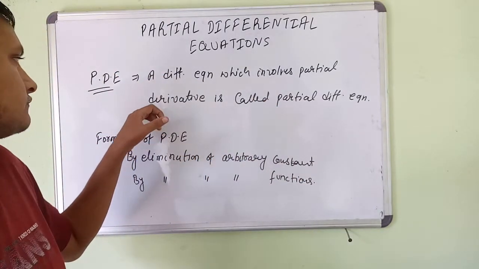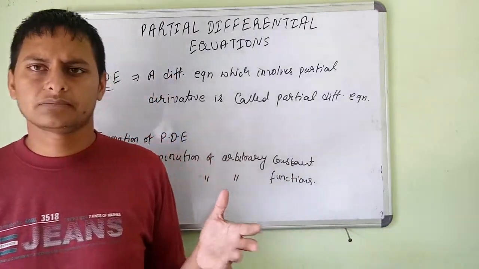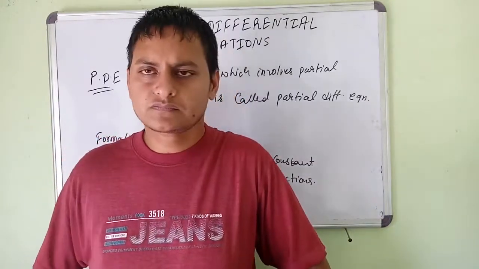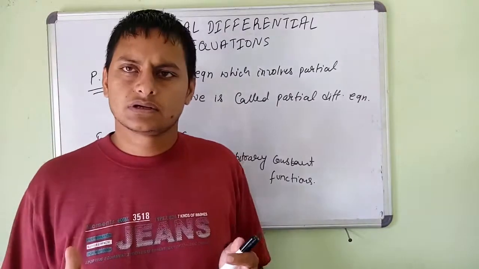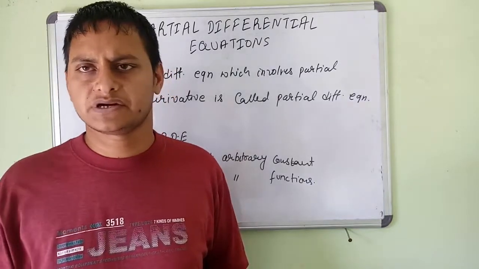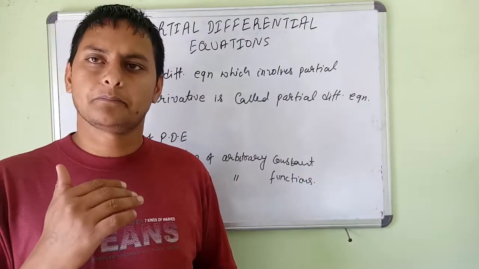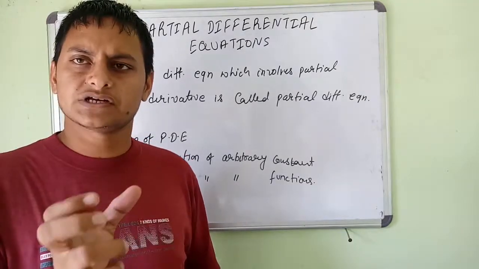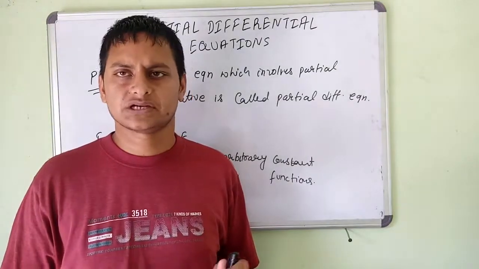And I am now writing what is order and degree of the partial differential equation. So what is order? Suppose I have a differential equation which contains partial derivatives, so it is a partial differential equation. Then the order of the highest partial derivative that occurs in this equation is called the order of this partial differential equation.